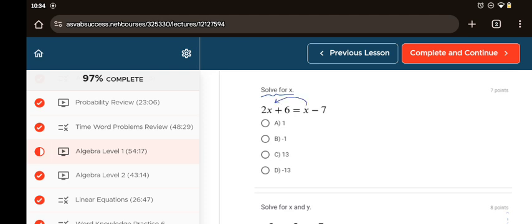The first thing I want to do is move the x over to this side. To do that, I have to minus x, minus x. I'm actually going to rewrite this here so it's easier to see. This cancels out. 2x minus x is x. I keep my plus 6 equals. Remember that the negative stays there with the 7.